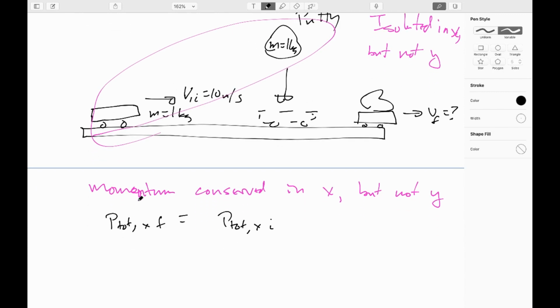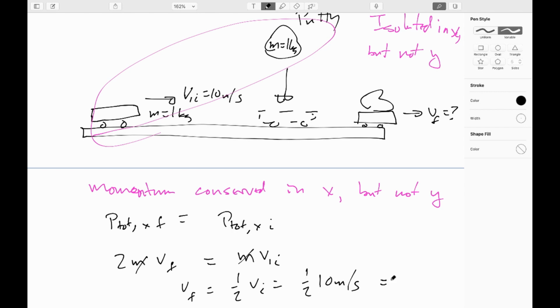So the initial is going to be the mass of the cart times V1 initial, and since the putty was moving purely vertically, there is no x component momentum due to the putty. And afterwards will be equal to the mass of the combined system, which would be the putty plus the cart, which is now 2m, times V final. Cancel, cancel. You get that V final is 1/2 V initial, so it's 1/2 of 10 meters per second. So after the putty lands, it's going at 5 meters per second.